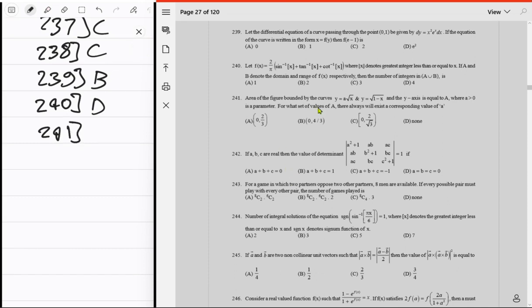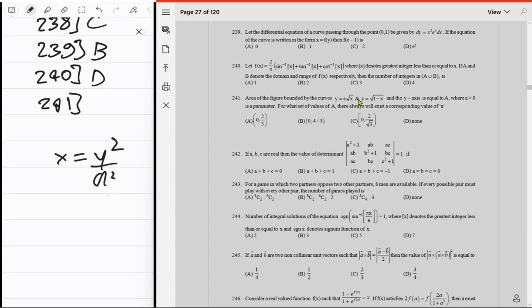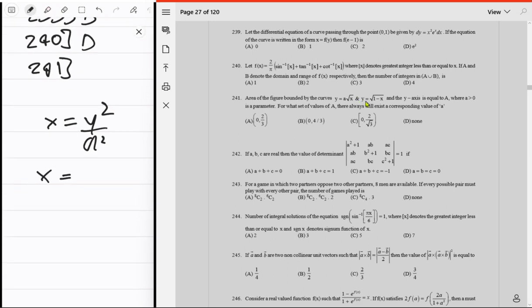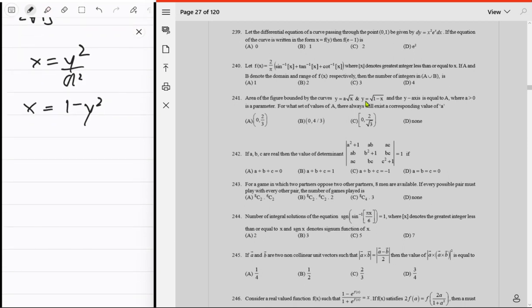241 is the area of the figure bounded by the curves y equal to a squared of x and y equal to a squared of 1 minus x, and the y-axis, where a bigger than 0 is a parameter. So दो curves दिए हैं उनके बीच का जो, and the y-axis. First of all you can write like this: x is equal to y square upon a squared, and also x is equal to 1 minus y squared basically, right? But yeah, so this is right, ये अपने दो curves है, and the y axis, so yeah, मैं इसको पूरा अलग इंटरप्रेट करने वाला हूँ.